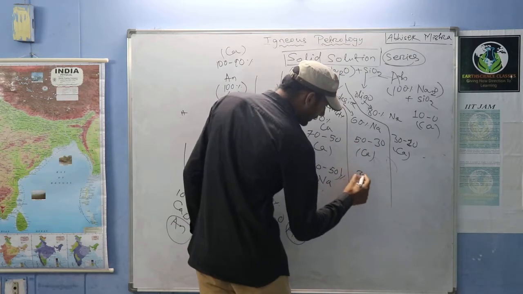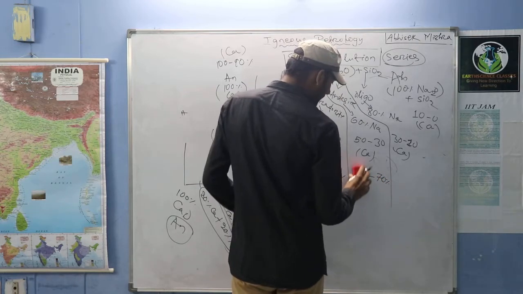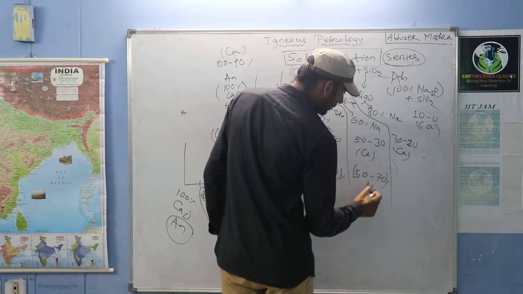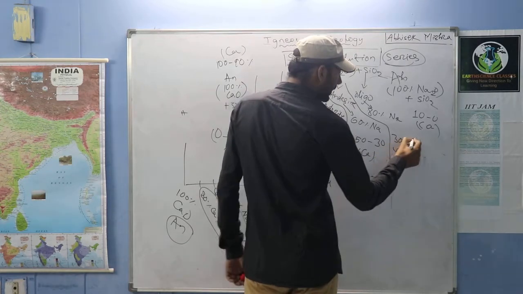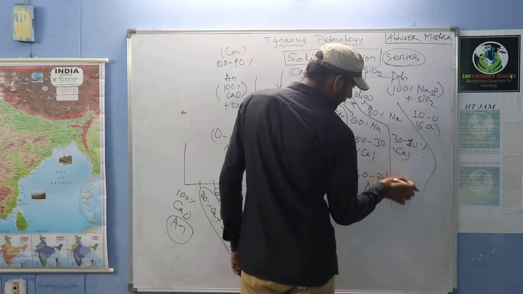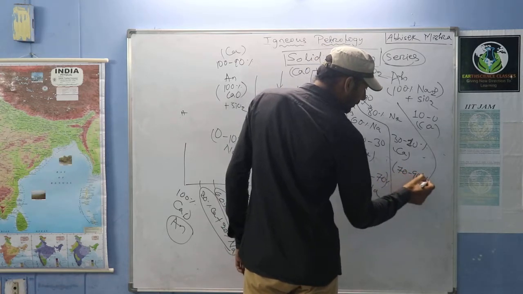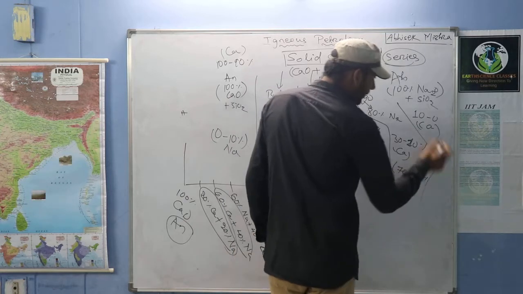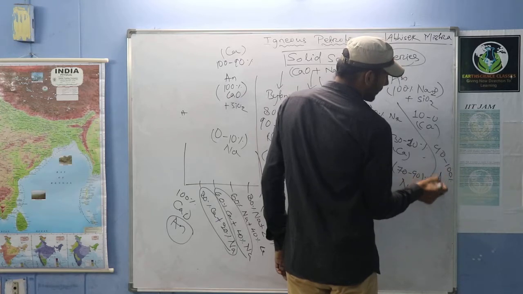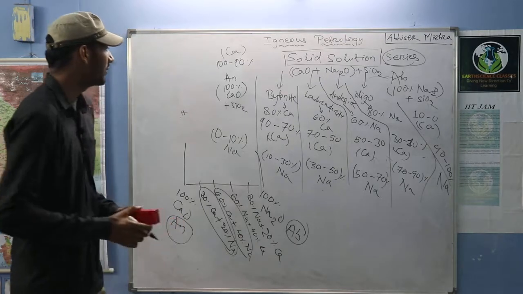Now in case of andesine, that is 50 to 30% calcium. That means 50 to 70% sodium, and here 30 to 10% calcium. That means here it is 70 to 90% sodium, right? And here 90 to 100% sodium. Okay, so I think all of you got this.